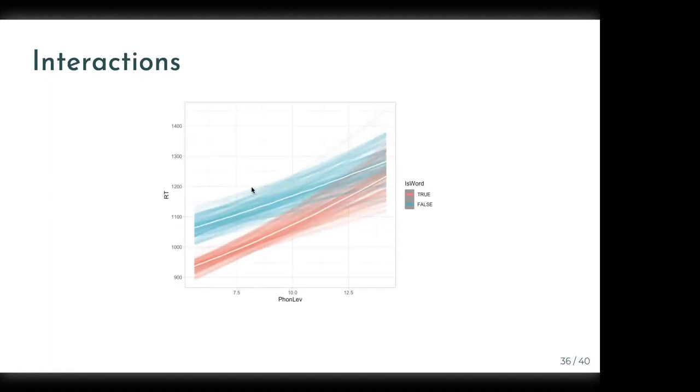Basically what this shows you is the uncertainty around the predicted effects of Levenshtein distance and is-word. Each of these lines is a possible line based on the model, right? So it shows that in fact this line could be the real line that captures the real effect, and this one could be as well. So this is just a way of visualizing uncertainty.